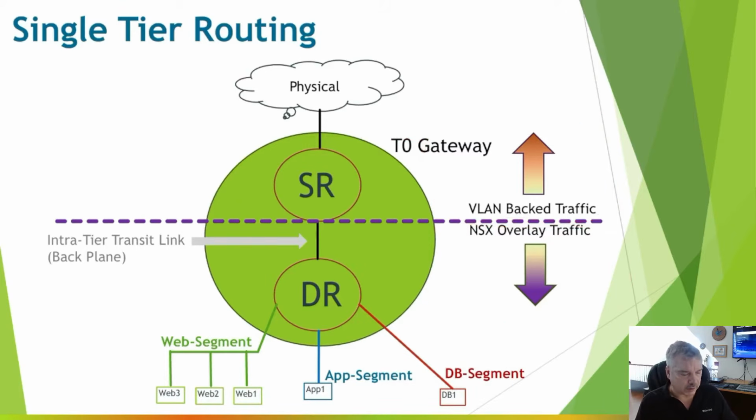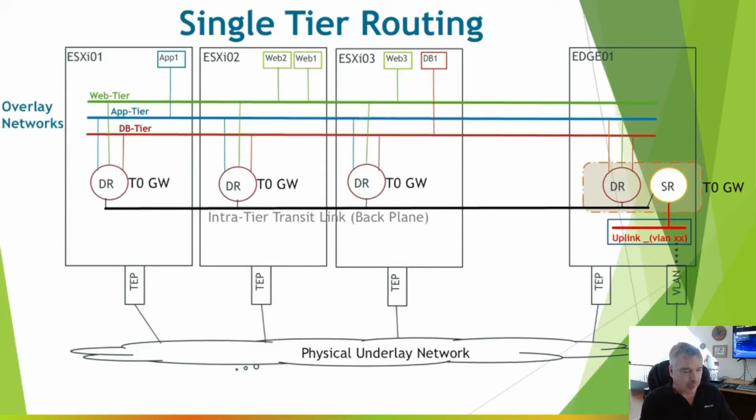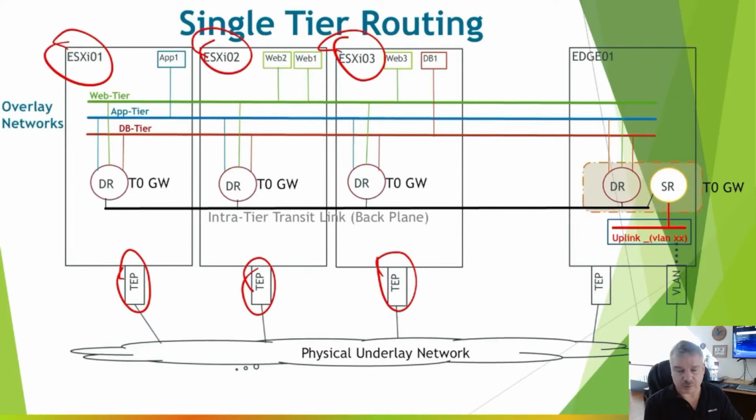So in this example, if I've got a web, app, and database segment, if the web VM is going to talk to app, it goes through the DR component. It has nothing to do with the edge here, okay? So if I go to this diagram, I've got 3 ESXi servers here that have been prepared for NSX. They have their TEPs on there. I'm just showing you a single TEP.